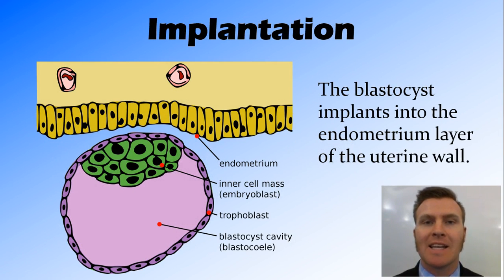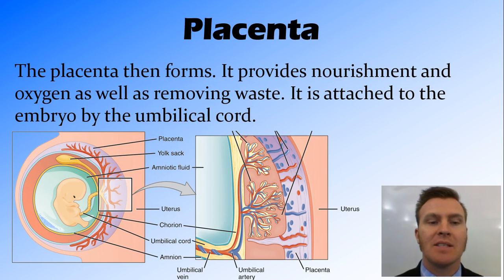Then implantation occurs. This is where that blastocyst implants itself on the endometrium, which is the inside layer of the wall of the uterus. At this time a placenta starts to form. The placenta is an organ that provides nutrients, so food, as well as oxygen for the developing embryo, as well as removing the waste.